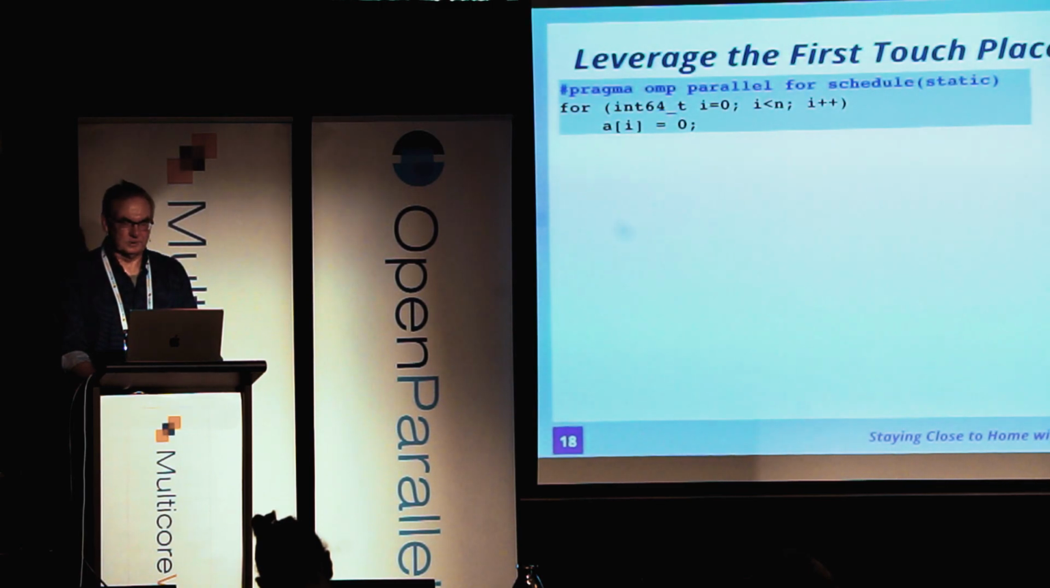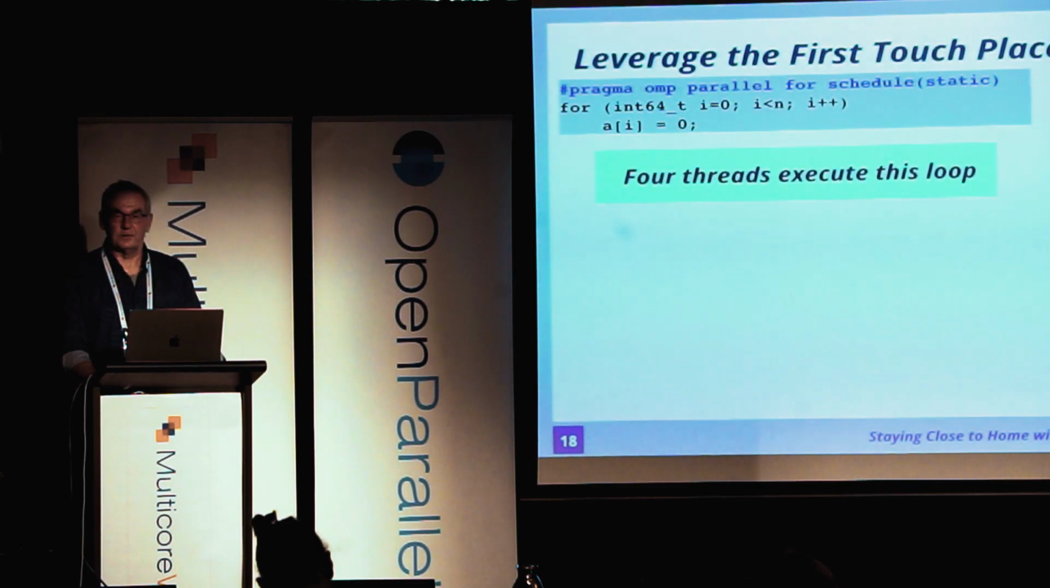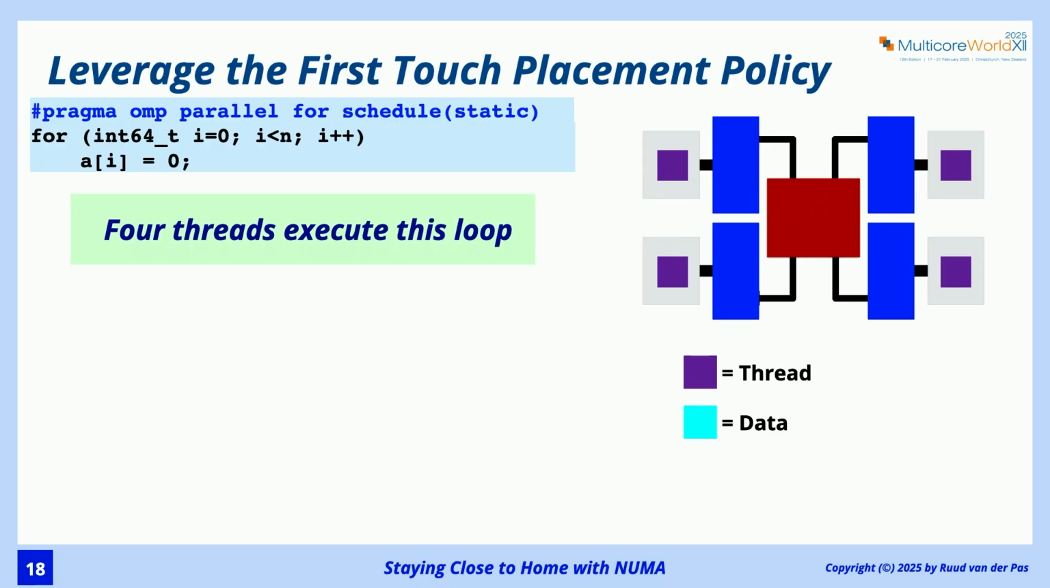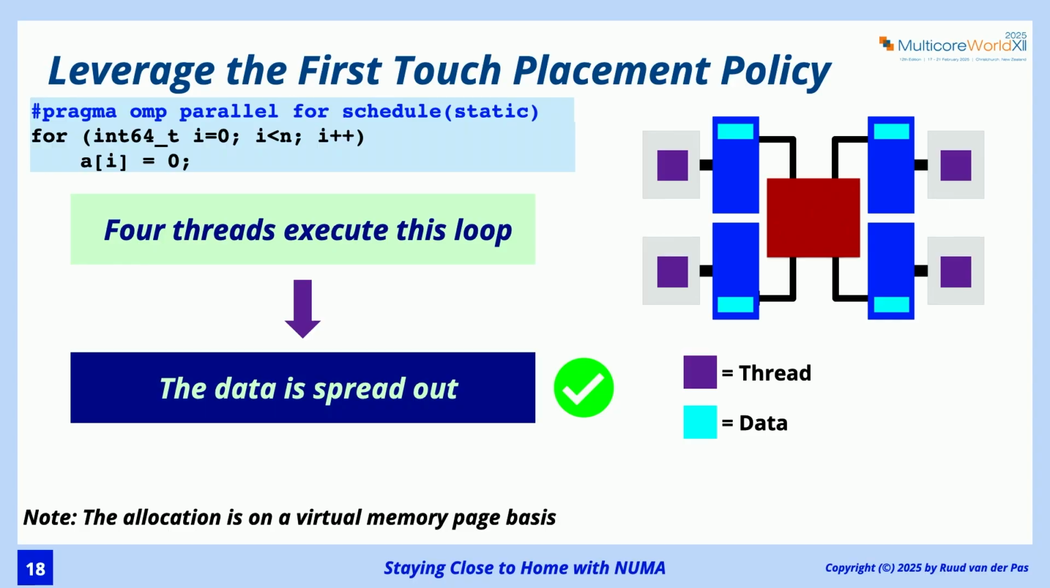Well, that does the magic. Because if I have 4 threads executing that loop, they each get a quarter of that vector. They'll initialize it. That means they own it, because they're the first one to touch that block of memory. And the data is spread out. As simple as it is. Now, of course, real life is usually not as simple as shown here, but that's the basic concept that you have with NUMA tuning. You want to use first touch to your advantage, and that's what I'm doing here.